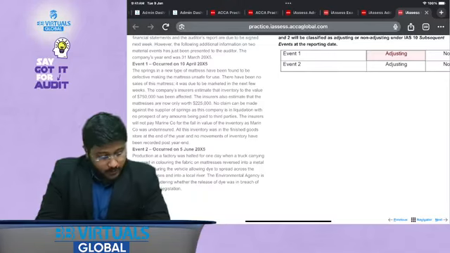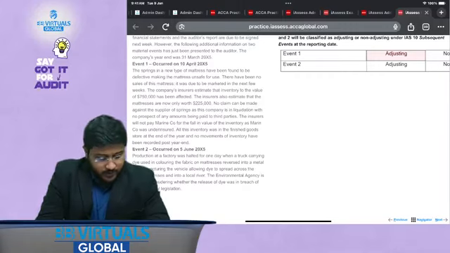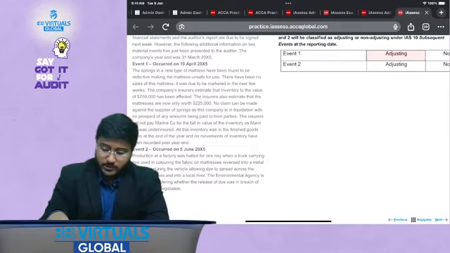Now, event two occurred on 5th June 2025. Production at a factory was halted for one day when a truck carrying dye used in coloring the fabric on mattresses reversed into a metal pylon, puncturing the vehicle, allowing dye to spread across the factory premises and into a local river. The environmental agency is currently considering whether the release of dye was in breach of environmental legislation. So this is new information, that is why non-existing.